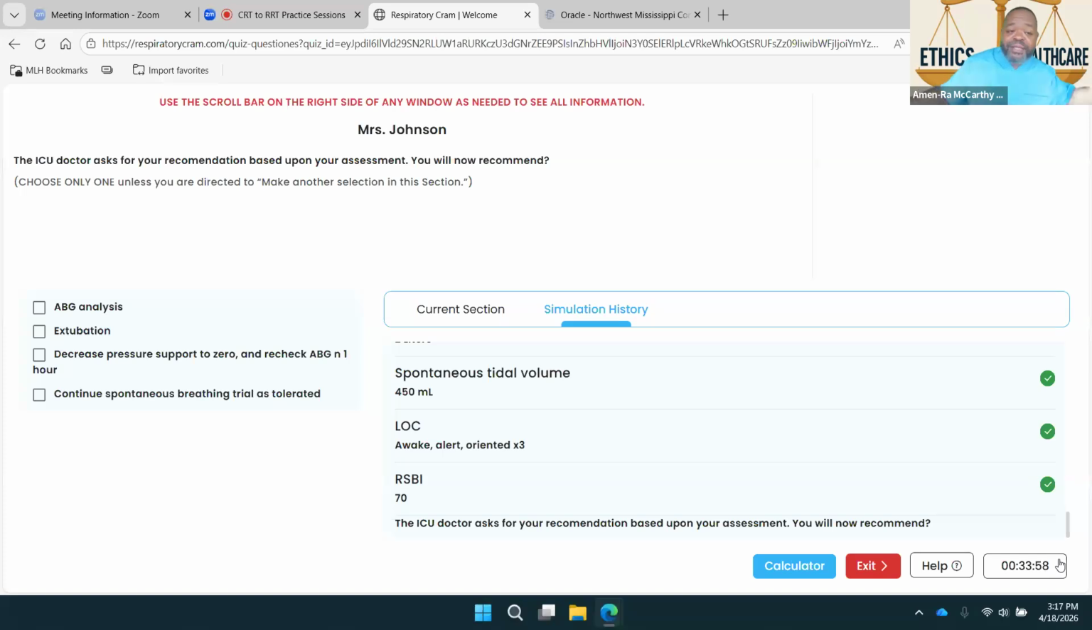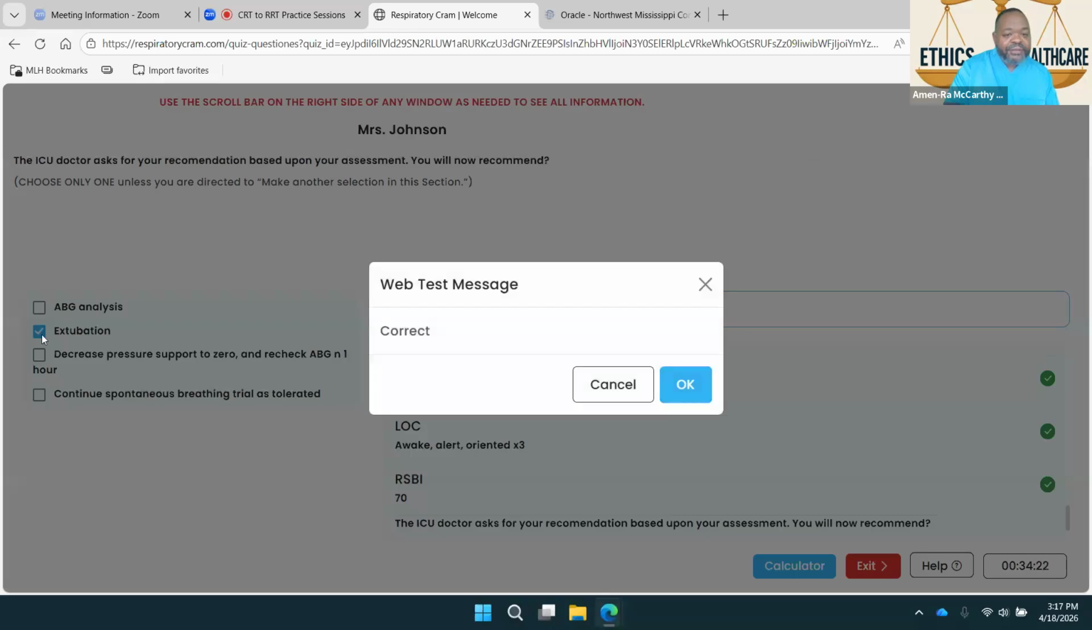Do we want to get an ABG? No, we passed that. What about extubate? Yes, let's get that tube out. The other option says decrease the pressure support to 0, recheck an ABG. No, you never do that. And then continue the spontaneous breathing trial. So just let her sit on the vent when she's ready to get off? No, we're going to extubate. Physician agrees.